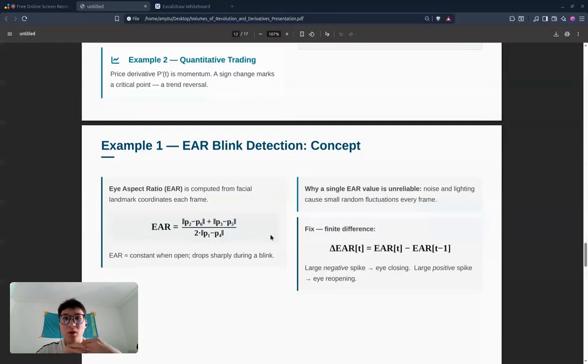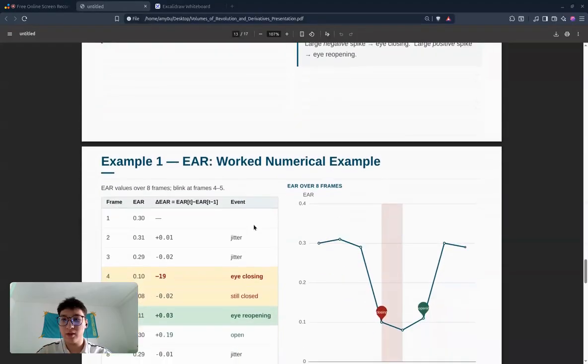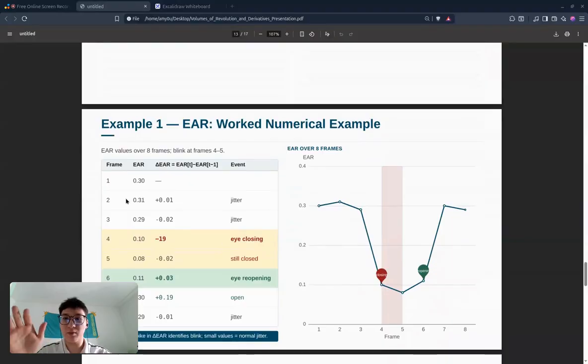And one EAR value isn't enough to spot a blink, and normal jitter can look similar. What actually reveals a blink is how fast EAR is changing. And to track the change, we should look at its derivative. So on the slide, you can see the numerical example.